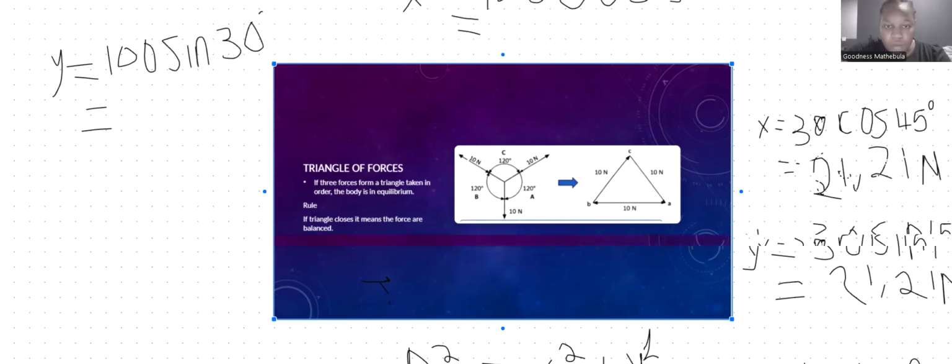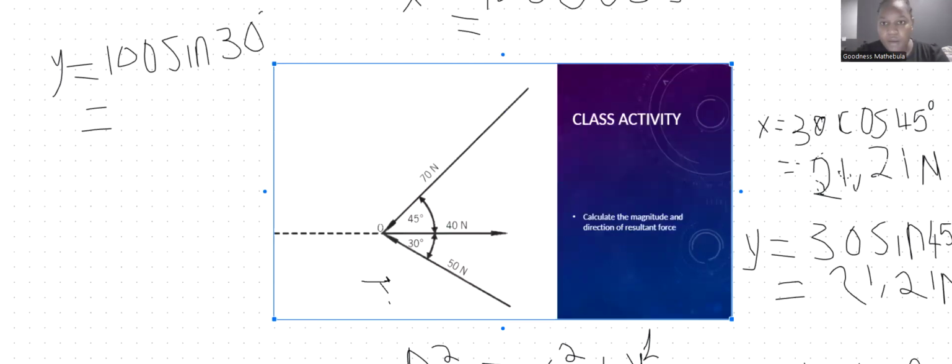So here is our activity. You will do this activity when you have time. If you have a problem with this after calculating, you will tell me in the comments. This activity says calculate the magnitude and the direction of a resultant force. I expect you to check if you have understood the lesson.